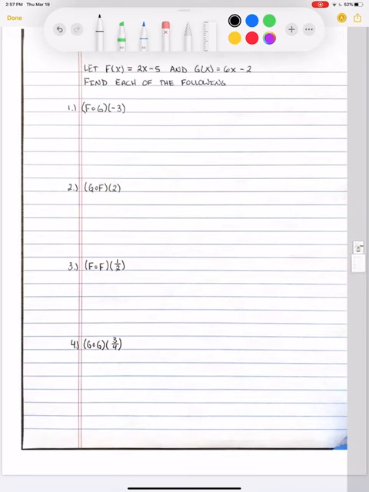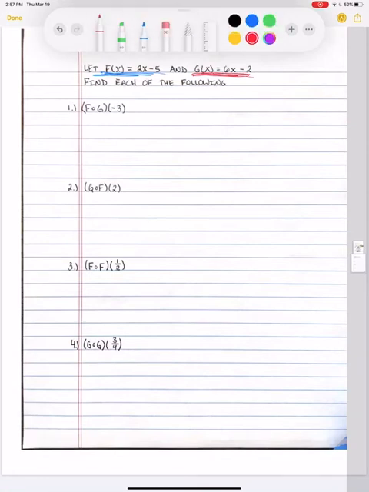f of x equals 2x minus 5 and g of x equals 6x minus 2. Again, the order matters here. In example 1, I'm asked to find f of g of negative 3. Notice I have this negative 3 that I'm going to have to plug in eventually, but I'm not going to worry about it to start. All I'm going to worry about is figuring out what f of g of x is. So I'm going to put f of x in blue again, g of x will be in red again, and we're going for it.